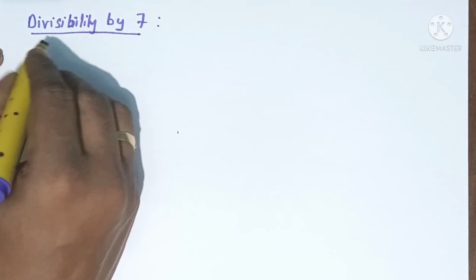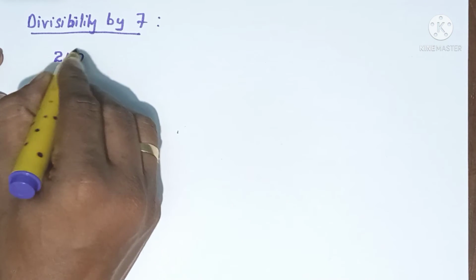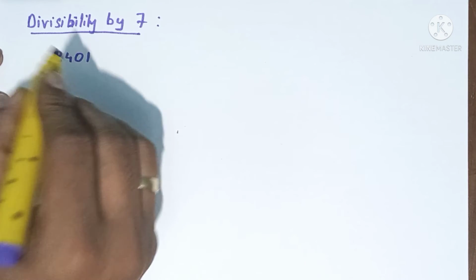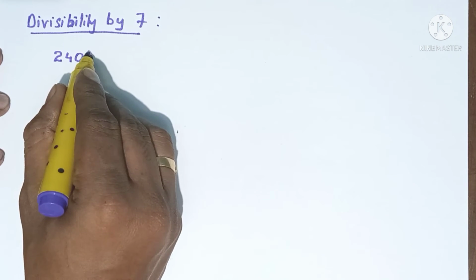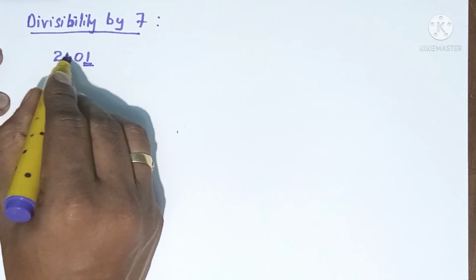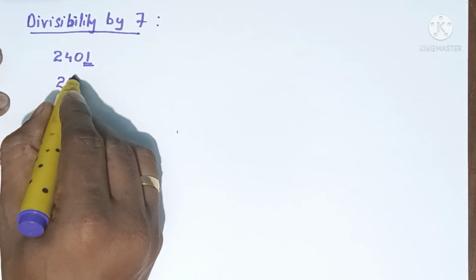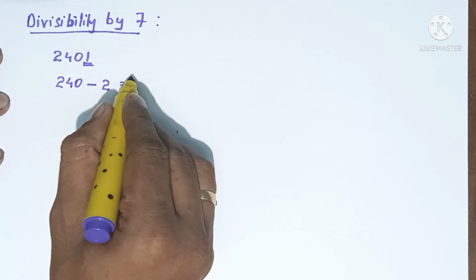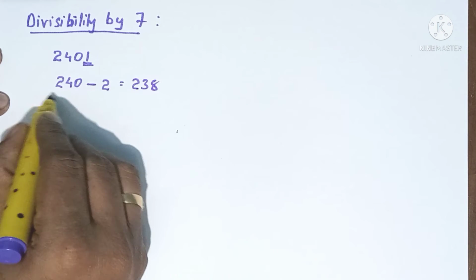Okay. If we have a number, for example 2401, we have to check if this number is divisible by 7 or not. So we have to take the last digit of the number, multiply it with 2, and subtract it from the remaining number. So here this is 240 minus 1 into 2, which is 2. We get 238.